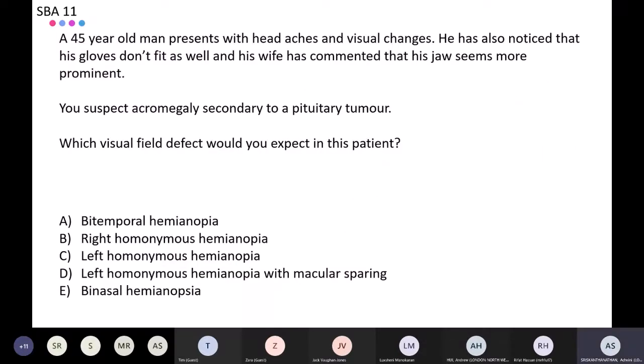Okay, next SBA. So open up the poll. Okay, so you've got a 45-year-old man who presents with headaches and visual changes. He also noticed that his gloves don't fit as well, and his wife has commented that his jaw seems more prominent. You suspect acromegaly secondary to a pituitary tumour. Which visual field defect would you expect in this patient?